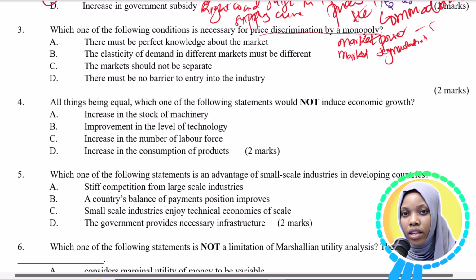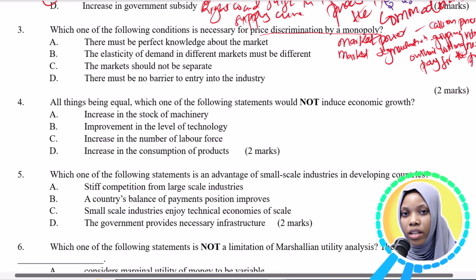So this calls short on pricing of the commodities. Market segmentation is where the monopoly must be able to segment the market into distinct groups based on willingness to pay or demand elasticity. So this is grouping individuals based on their willingness to pay for the products.